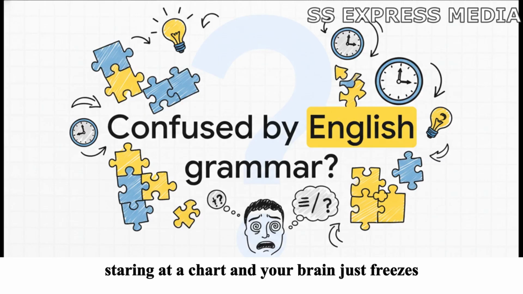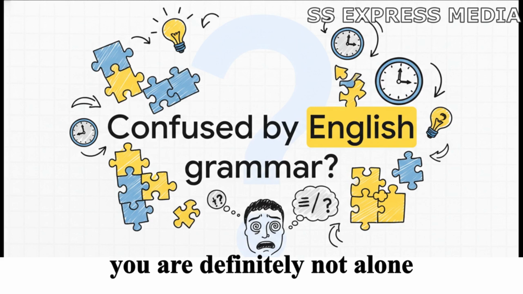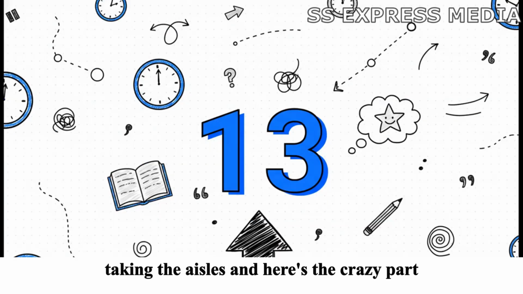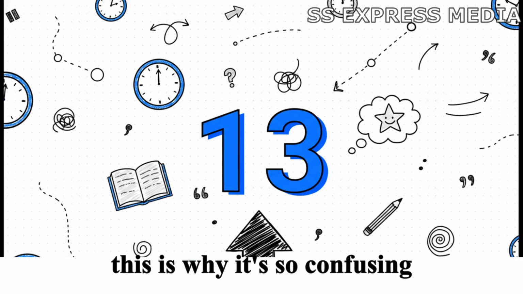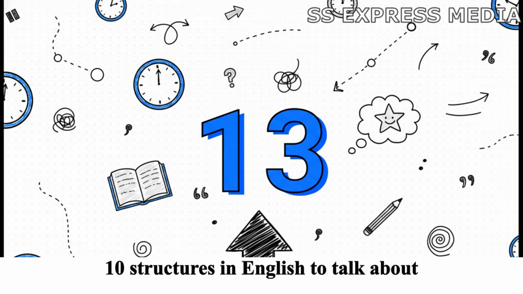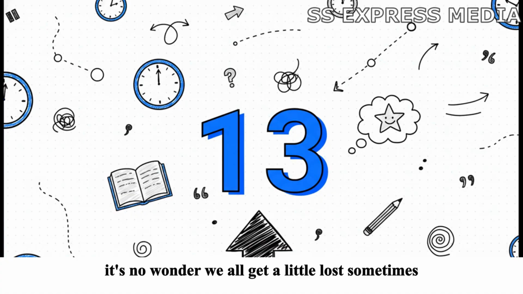Staring at a chart and your brain just freezes because you're trying to figure out which tense to use? If that sounds familiar, trust me, you are definitely not alone. It's probably one of the biggest hurdles for anyone taking the IELTS. And here's the crazy part. This is why it's so confusing. If you count them all up, there are about 13 different tense structures in English to talk about time. 13. It's no wonder we all get a little lost sometimes.